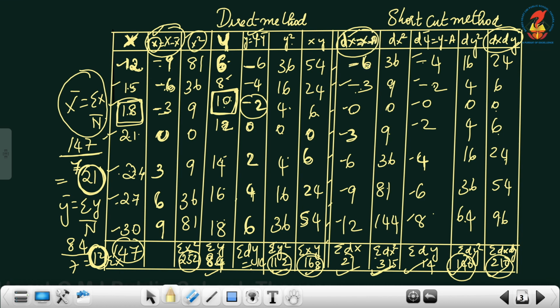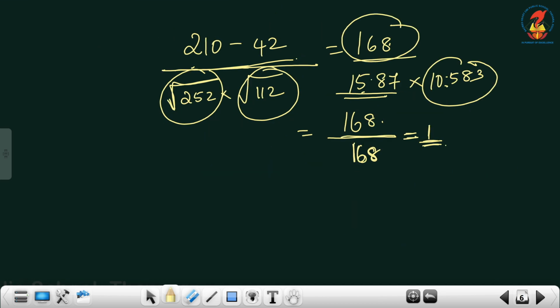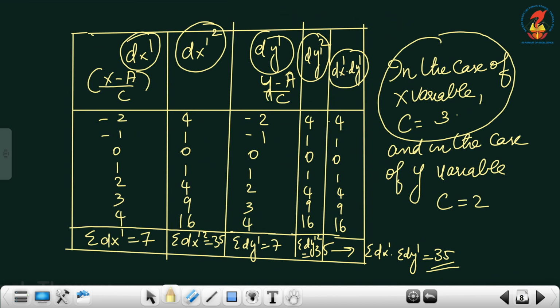So minus 6 by 3, what will you get? It should be minus 3, isn't it? Let us check. So x minus a by c, minus 6 by 3, you should get it as minus 2. So here what I have written is minus 2.